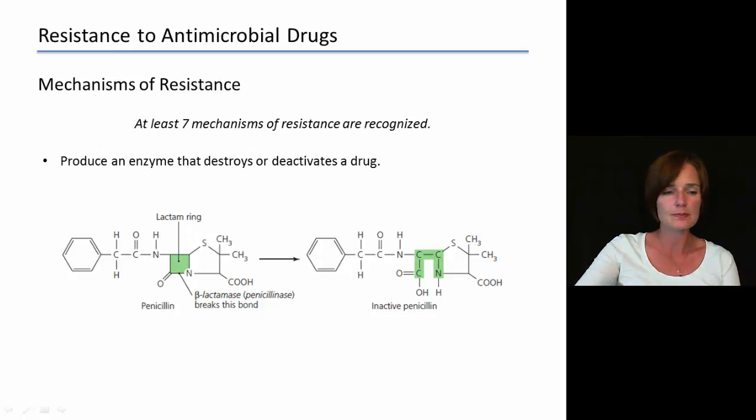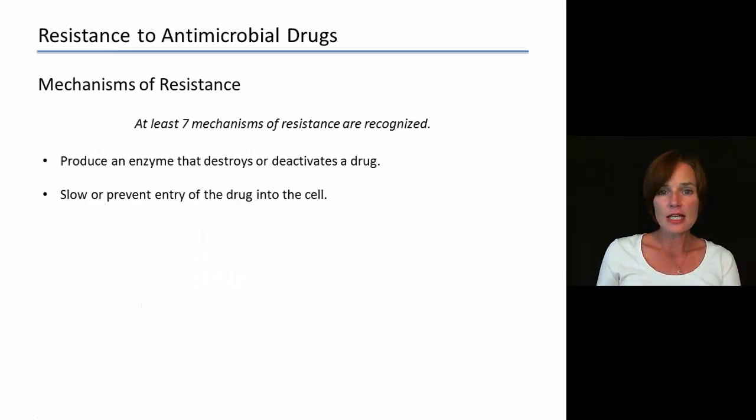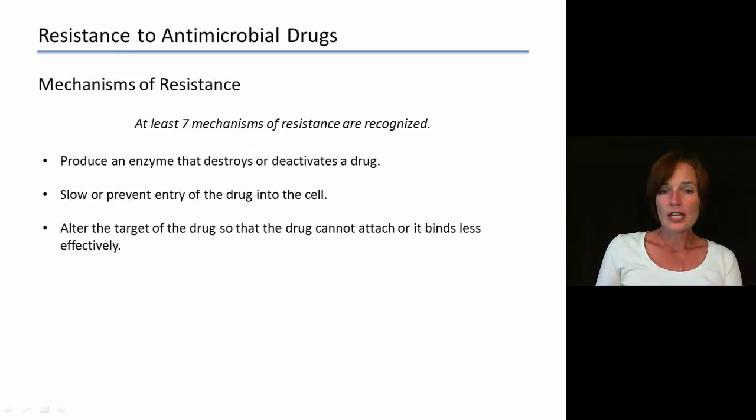So that's one mechanism. Another mechanism is that the cell may be able to slow or prevent entry of the drug into the cell. So it's blocking the drug from even getting in. We can have situations where they alter the target of the drug, and when they alter the target of the drug, it is no longer able to attach or bind to that particular target. Shape is really important, so anytime we alter the shape of something, that affects interactions between molecules. And in this case, the shape that's being altered by the bacteria is our actual drug target.